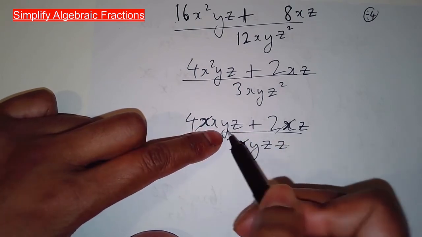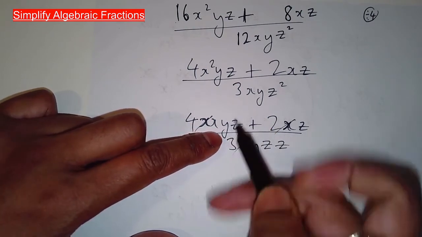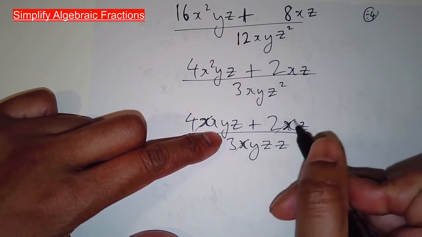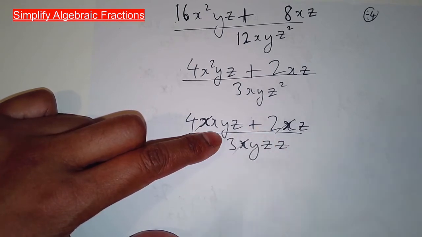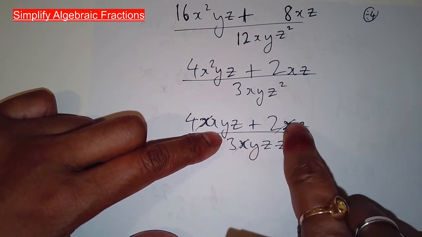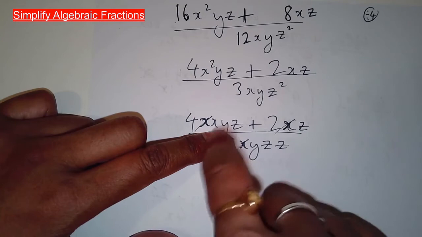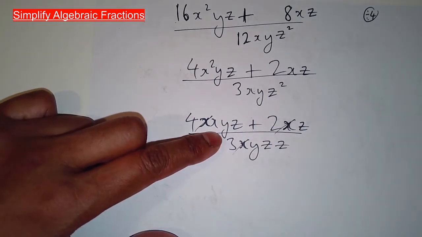Right, looking at the Y's now. There's a Y over here. You can see there's a Y here. There's a Y in this part, but there's no Y over here. So do not cancel the Y's. If there was another Y over here, then we could say there's a Y over here, here, and here, and then we could cancel them, but we can't now.